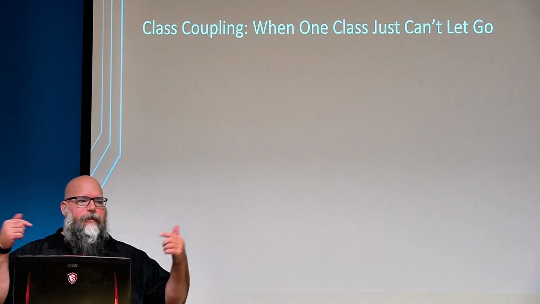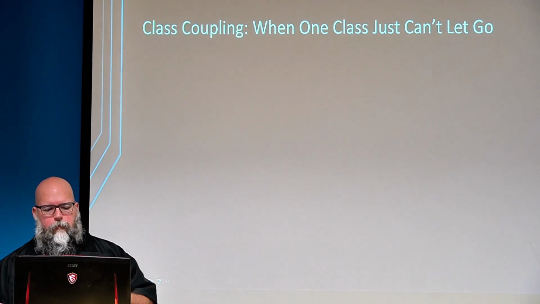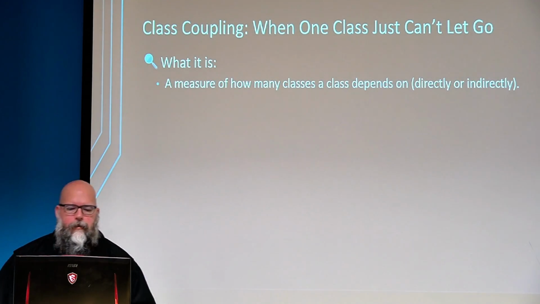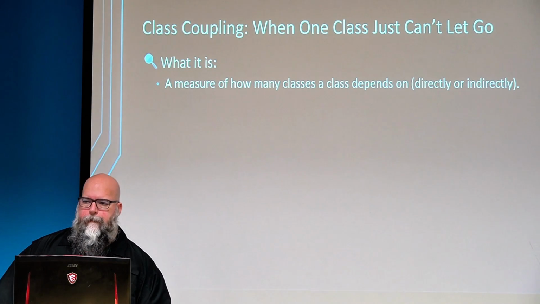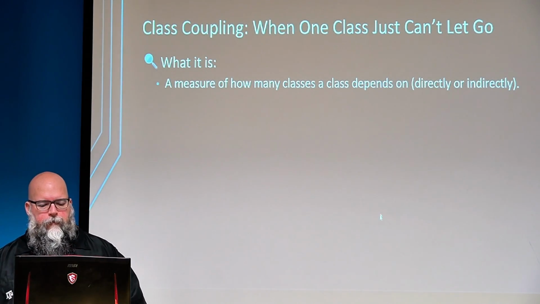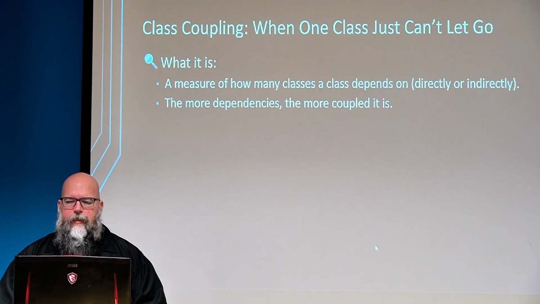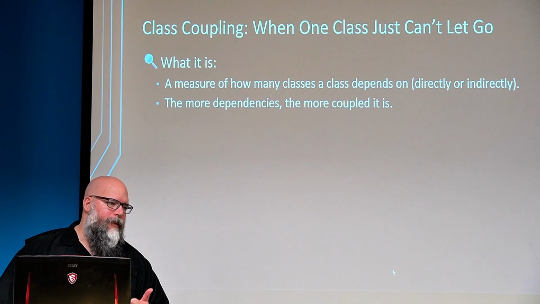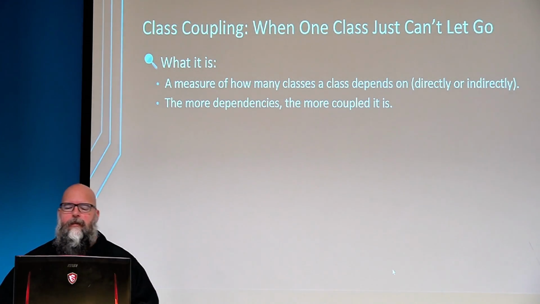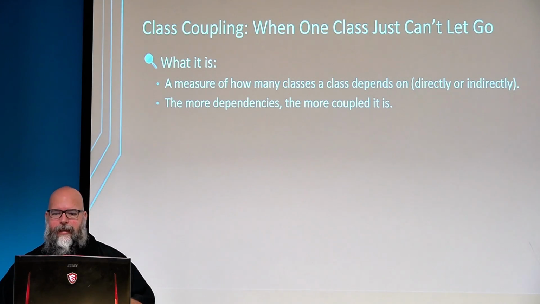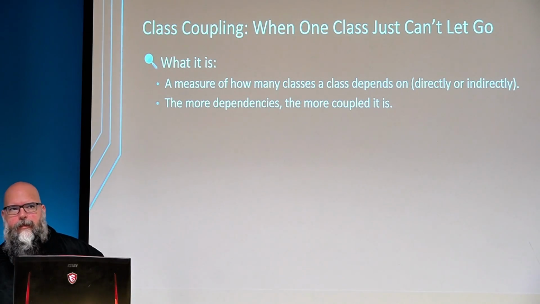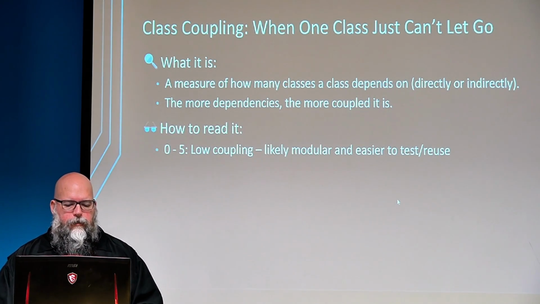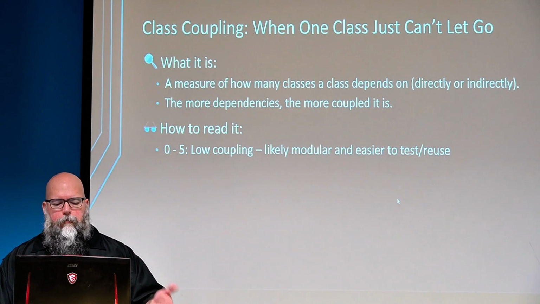All right, so now back to the code metric we're talking about, class coupling. That is a measure of how many classes a class depends on. So the more dependencies, the more coupled it is. If you end up using NuGet packages and you're pulling in code from outside your code base, that's a dependency. That's going to make your class coupling metric go up.